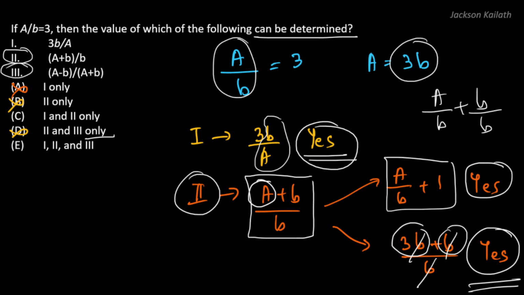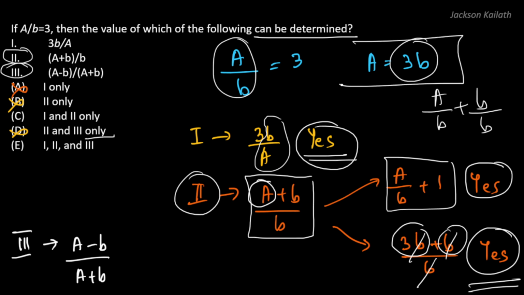statement 3 as well. So statement 3 says A minus B by A plus B. Now over here, we again know A is equal to 3B. So let's substitute 3B instead of A in these two places. So this becomes 3B minus B by 3B plus B. And again, we have a definite yes, right? Because you have B in every term in the numerator as well as in the denominator. So it'll eventually cancel out and you will get some value, right?